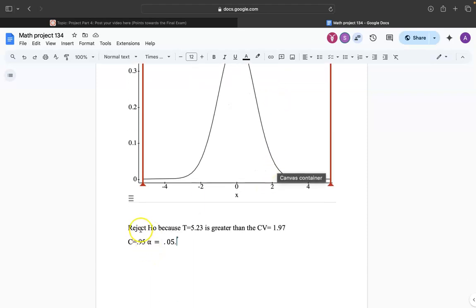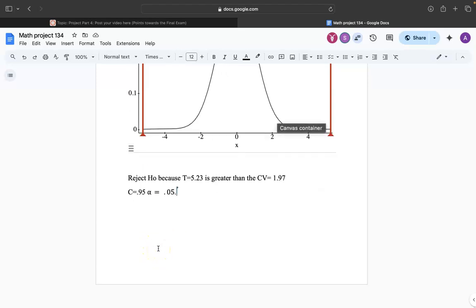As for our conclusion, it's going to reject H0 because t equals 5.23 is greater than the CV equals 1.97. C equals 0.95 and alpha equals 0.05. And that is all.